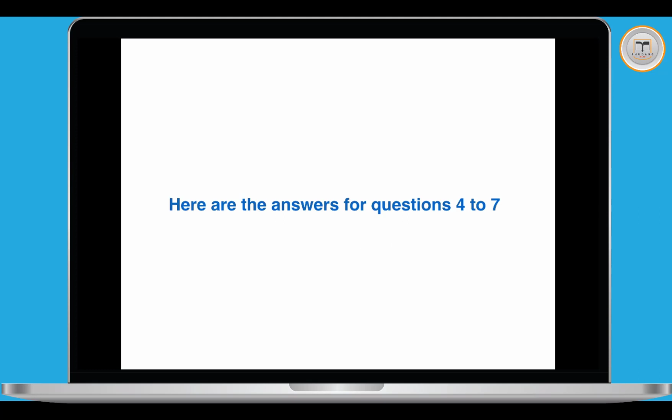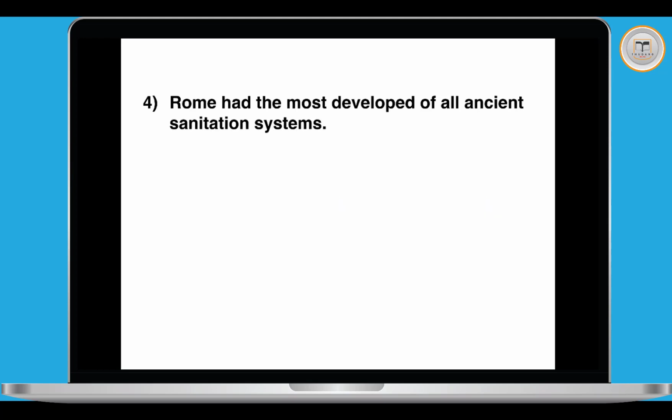Now I'm going to quickly give you the answers for questions 4 to 7 on the worksheet. So here's question 4. Rome had the most developed of all ancient sanitation systems. The key words here were most developed. This is a comparison, and there was no information in the passage about a comparison between Rome and other ancient systems. So the answer has to be not given.